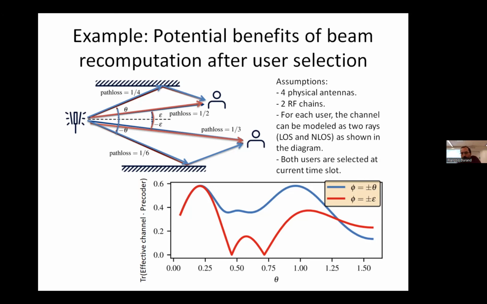We can simulate this. We can even compute exactly the solution for this situation, and depending on the value of theta, here we have something that is proportional to the performance of the system, and the difference between choosing the blue and choosing the red, depending on the value of theta, can be quite high. I think in the worst case it's a factor of 400, something like that.